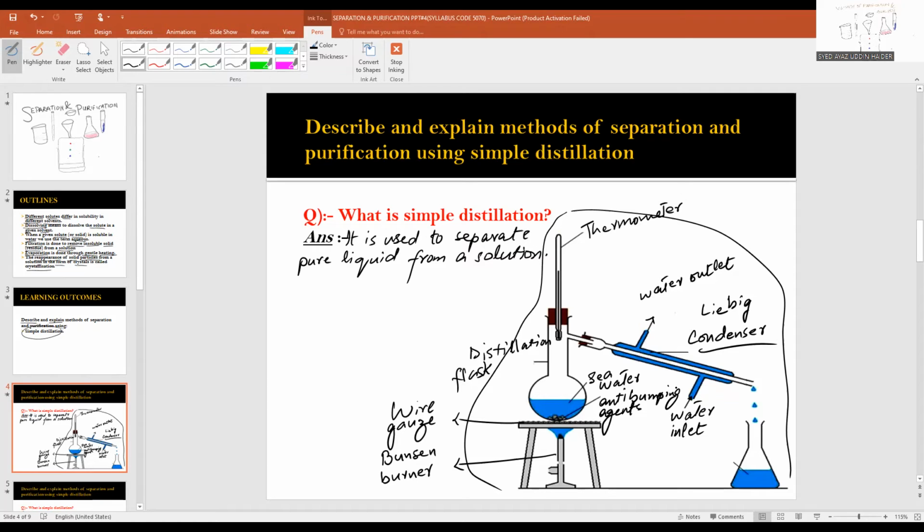Now a flask is placed to collect the liquid coming out of the condenser. This is a flask. It's used to collect the liquid coming out of the simple distillation.